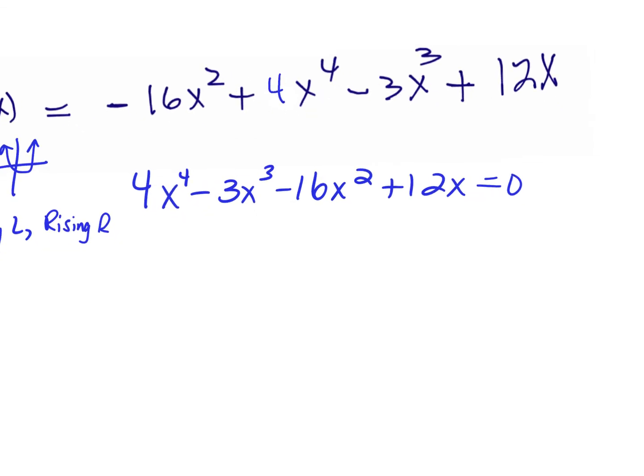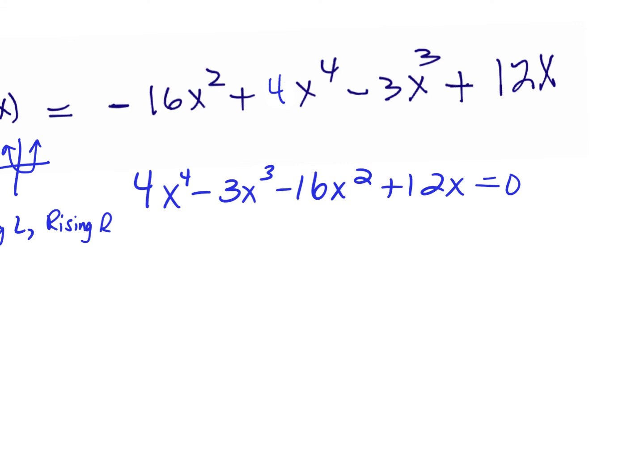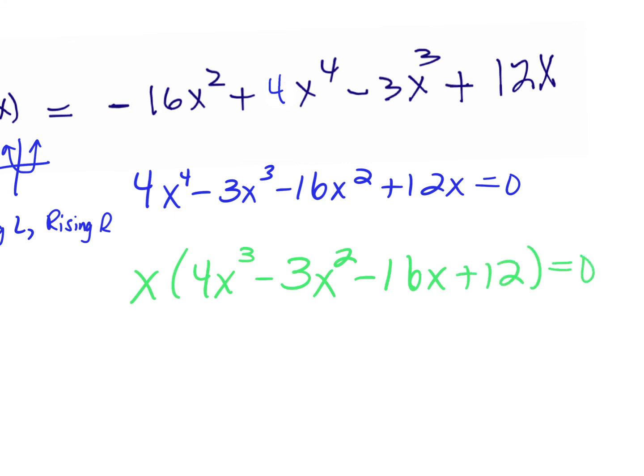Okay. All right, now let's factor. What can I take out of all 4 of these? I can take out an x. So I'm left with 4x to the 3rd minus what? 3x squared, good. Minus 16x plus 12 equals 0.